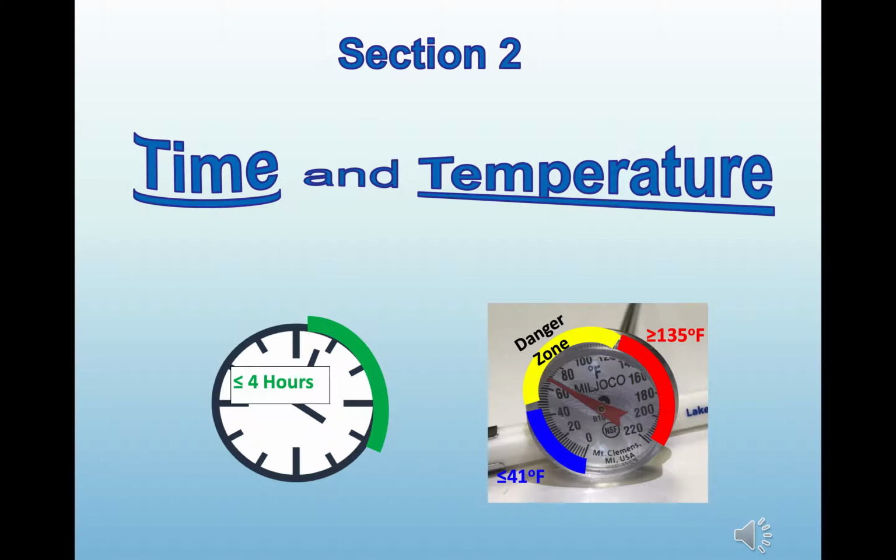In Section 2, we will discuss how pathogens grow and what specific conditions they need to grow. We will also discuss which of these factors we can control and how time and temperature can be used to our advantage.